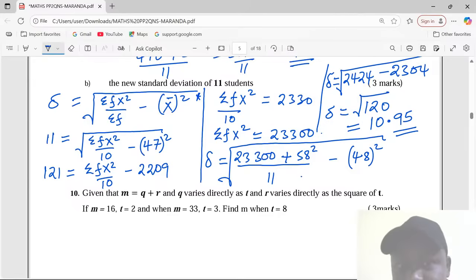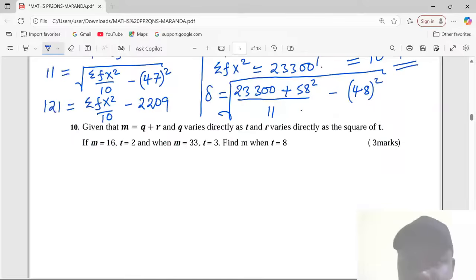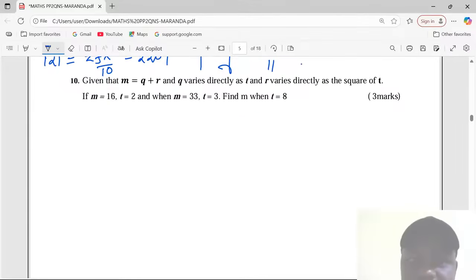Don't think the question is very simple, but when you know what you're doing, it is a very simple question. Number 10, given that M equals Q plus R, and Q varies directly as T and R varies directly as the square of T, then M equals 16 when T equals 2, and again M equals 33 when T equals 3. Find the value of M when T equals 8.